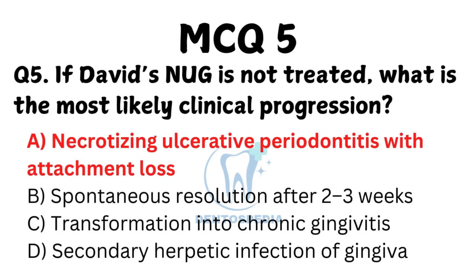The correct answer is A. Necrotizing ulcerative periodontitis with attachment loss. Why? Untreated NUG does not simply heal. Instead, it can extend into the periodontal ligament and alveolar bone. This leads to necrotizing ulcerative periodontitis, with irreversible attachment and bone loss.